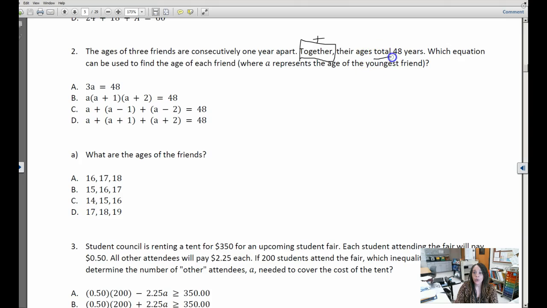Their ages total 48 years. Normally when I see a total, that's like an equal sign. Whatever comes after the total is what would come after the equal sign. All right? So 3 friends, I'll just underline that, are consecutively. So here's my squiggly right here. That's important information. I'm going to put 3 stars on that. Okay? So, which equation can be used to find the age of each friend, where A represents the age of the youngest?